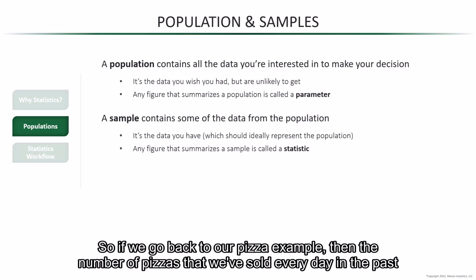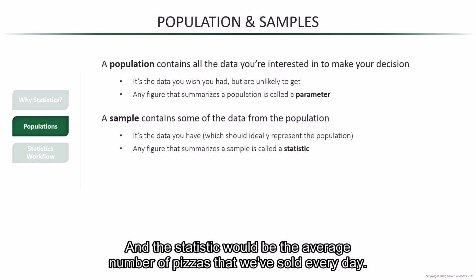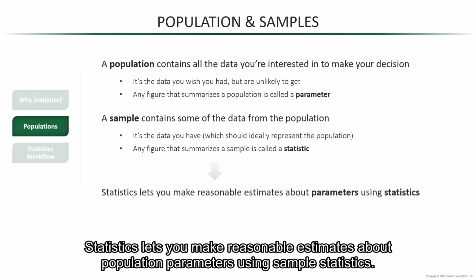So if we go back to our pizza example, then the number of pizzas that we've sold every day in the past could be our sample, and the statistic would be the average number of pizzas that we've sold every day. And here's the important part. Statistics lets you make reasonable estimates about population parameters using sample statistics.